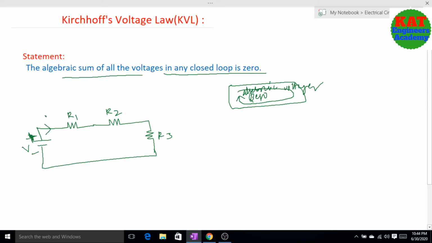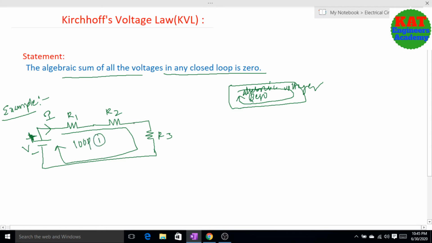That current I is flowing in R1, R2, R3. Just listen, friends, here we are applying the voltage V across the series combination of R1, R2, R3. Now you have to write the KVL equation for this loop. How many loops do we have in the circuit? In this example we have only one loop, that is this one, loop number 1. Now you have to write the KVL equation for this loop.